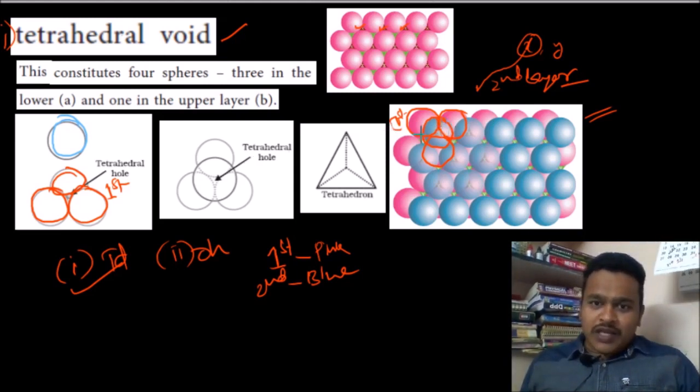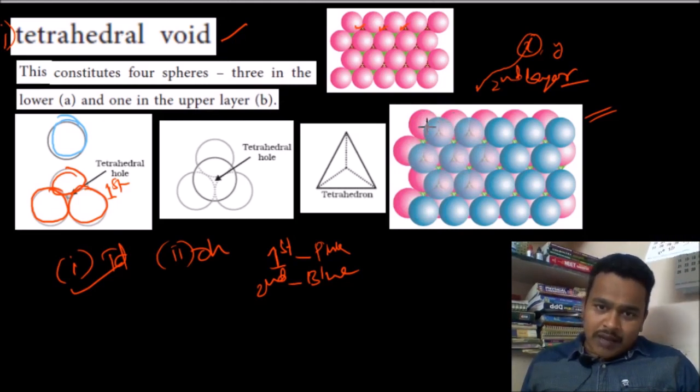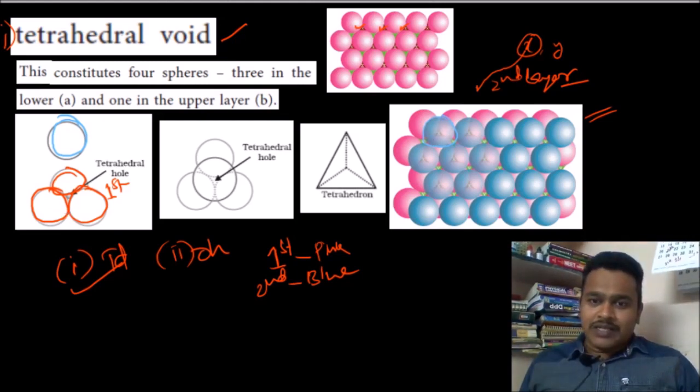This blue is there, this blue is there. But observe here: these three pink spheres, 1, 2, 3, are there, and above, one blue one is there. These three and the one above, four, form one void, that is an X void, that is a tetrahedral void. This is one type of tetrahedral void.